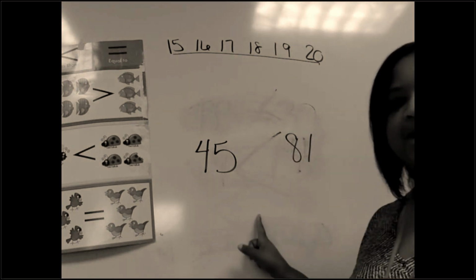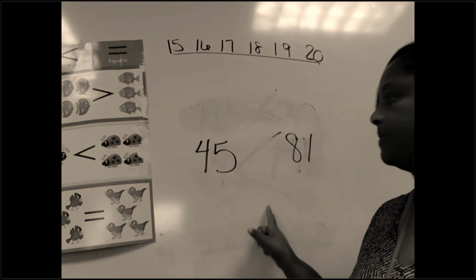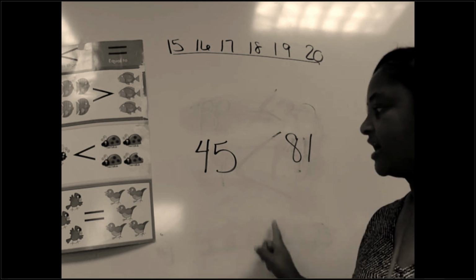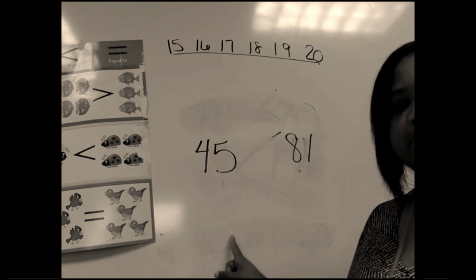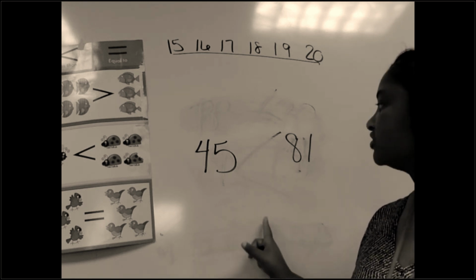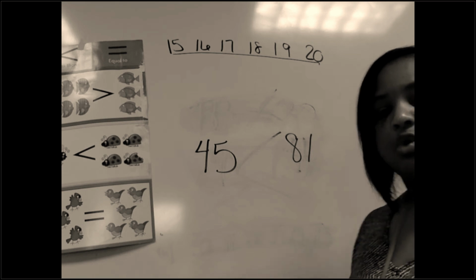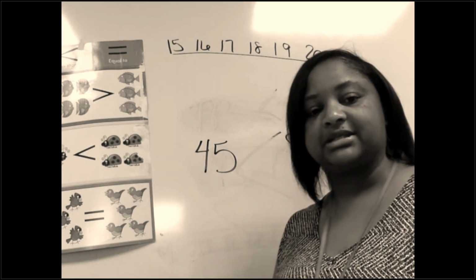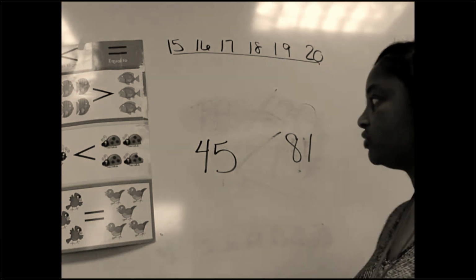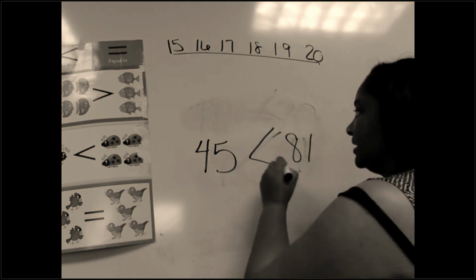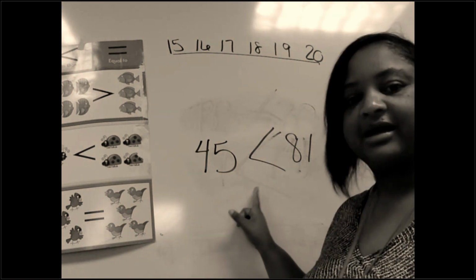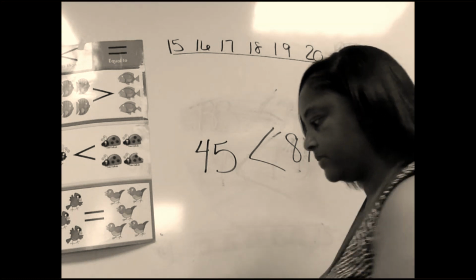Here I have 45 and I have 81. So I'm looking at my number line. I would think, is 45 smaller than 81, or is 45 greater than 81? Well, I know if I'm counting, even if I'm counting by tens, I get to 40 before I get to 80. So my answer would be 45 is less than 81. And I would read that as 45 is less than 81.